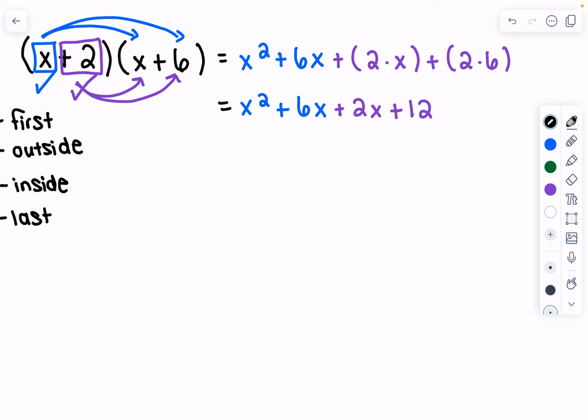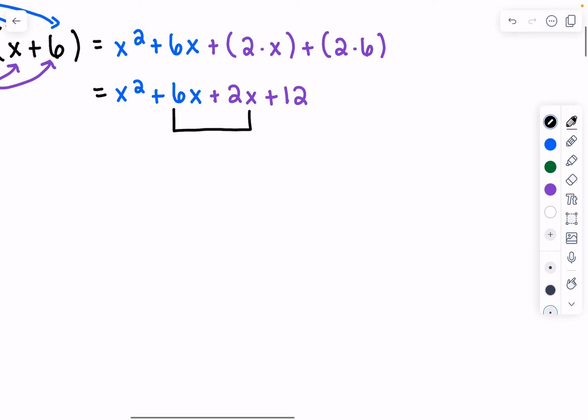So, are we done? No, there's still one more step, and hopefully you remember from grade 10, we got 2 times 2 equals 4 terms. We have 1, 2, 3, 4 terms, but we have 2 terms that are technically like. Like terms are same base, same exponent. Okay, so what we're going to do is we're going to add up 6x plus 2x right here. Okay, so we are going to add those.